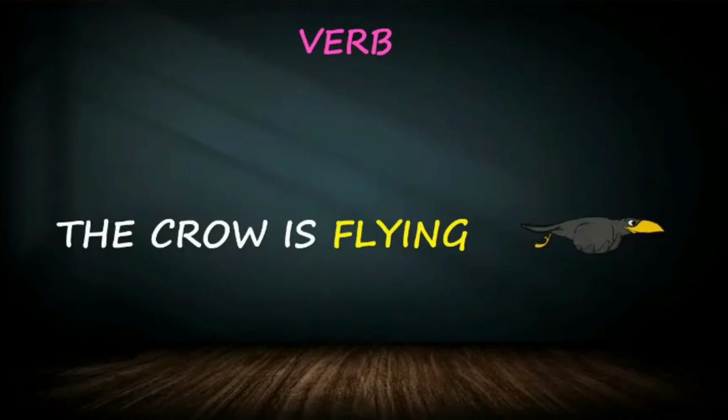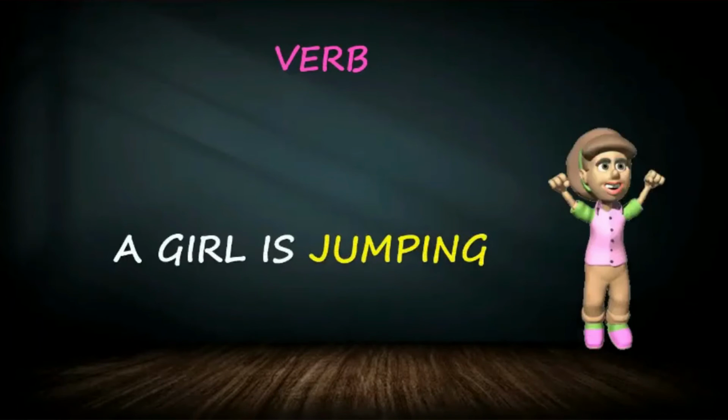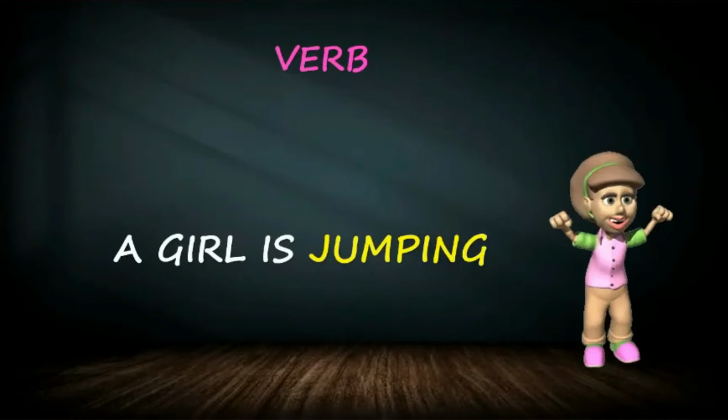The crow is flying. Step one, find the noun. Yes, the crow. Crow here is the noun. And what is the noun doing? Yes, it is flying. So the verb here is flying. And what is the spelling for flying? F-L-Y-I-N-G, flying.